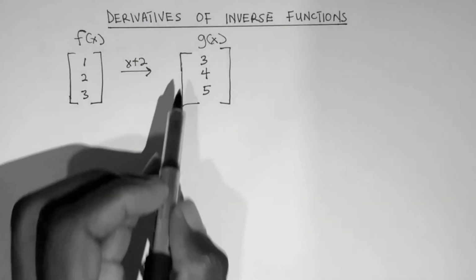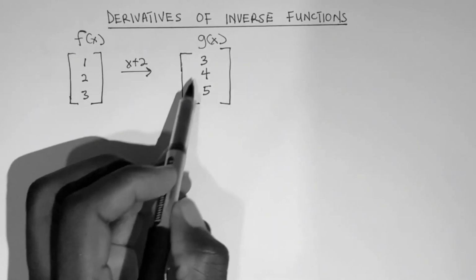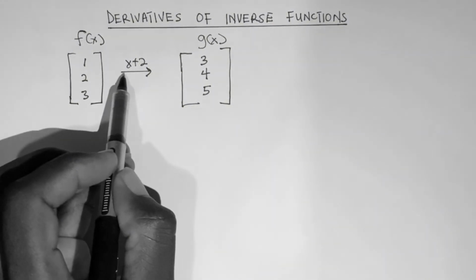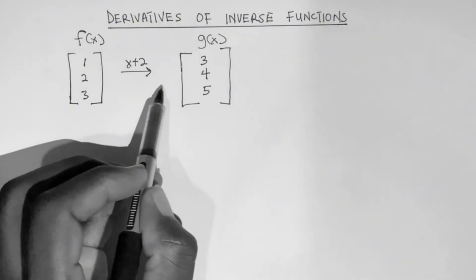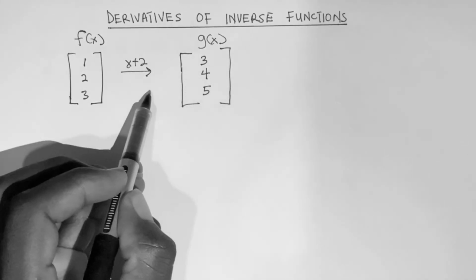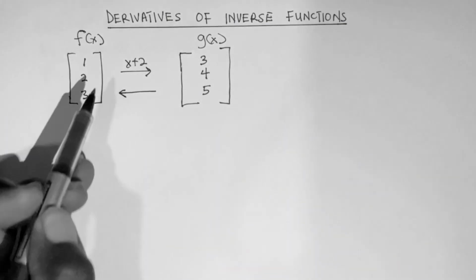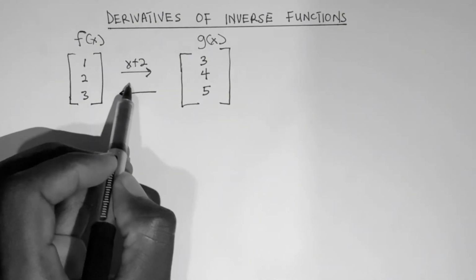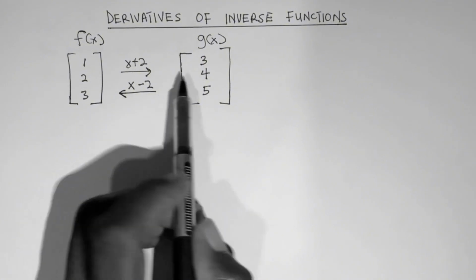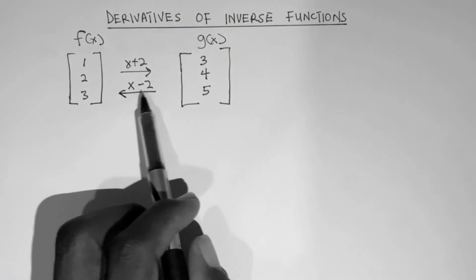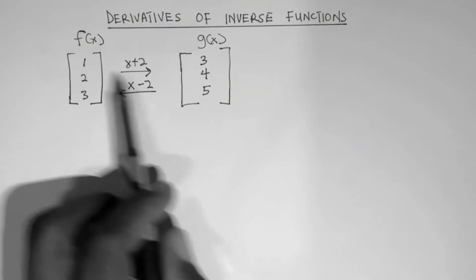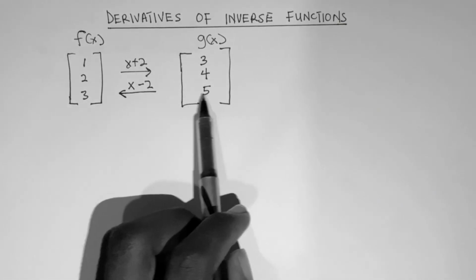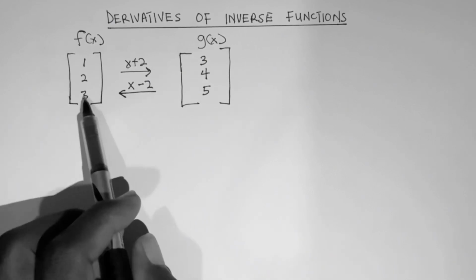So now, what will be the rule that would take us from g of x back to f of x? So we move from f of x to g of x in the first instance. So we are looking for a certain rule that is going to take us from g of x back to f of x. And you see that if we use x minus 2, now if we do 3 minus 2 is 1, so we get the first entry. Then 4 minus 2 is 2, so we get the second entry. And then 5 minus 2 is 3, so we get the third entry.